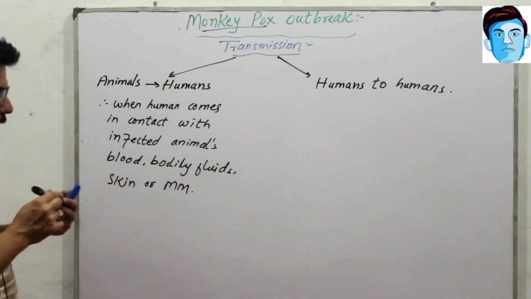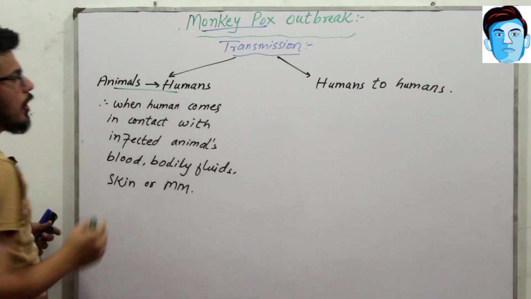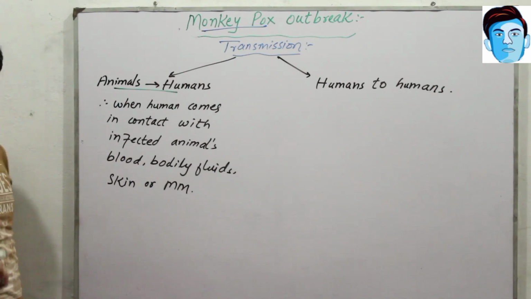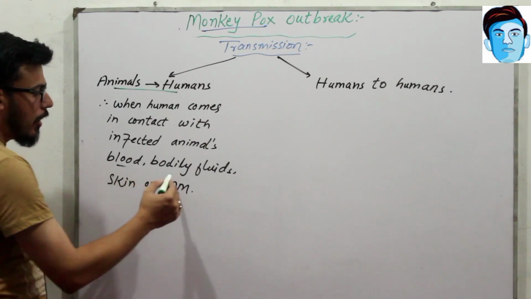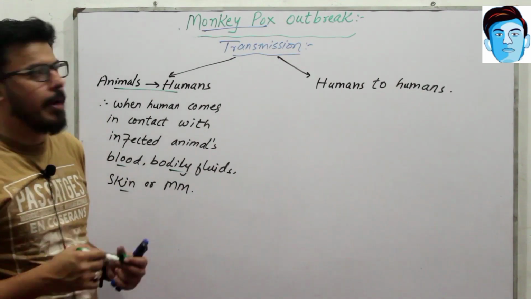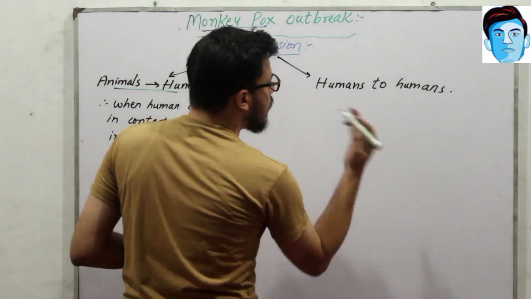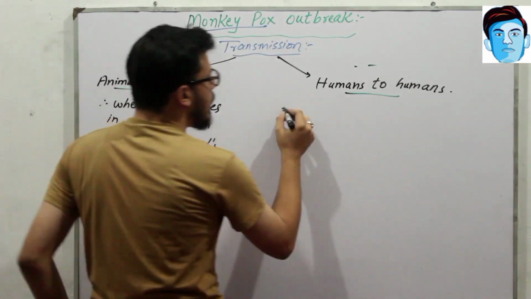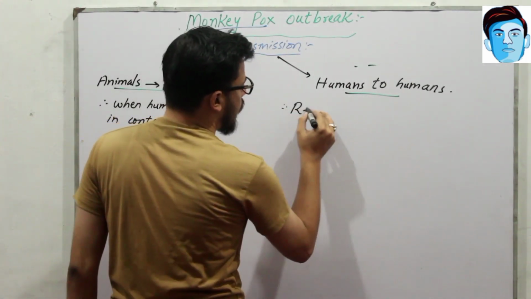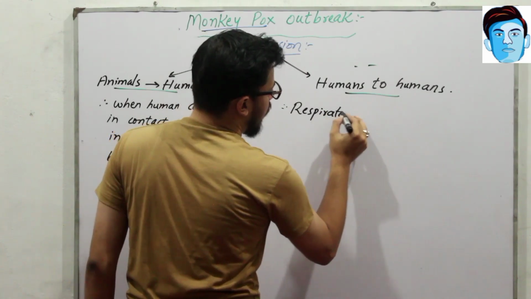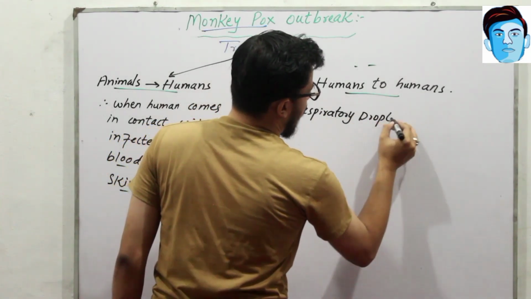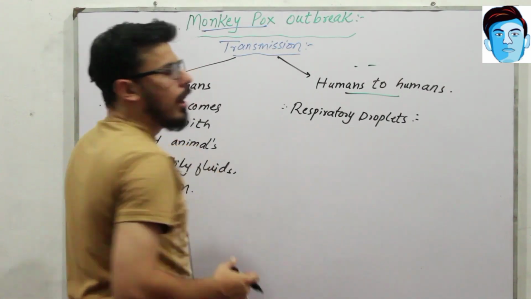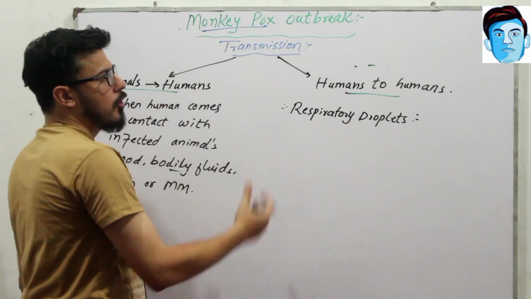So how is the disease transmitted from animals to humans? When a human comes in contact with infected animals, it is transmitted through the infected animal's blood, body fluids, and the skin and mucous membrane. On the other hand, how is the disease transmitted from human to human? It is most commonly transmitted through respiratory droplets, like if someone coughs or sneezes. It is the most common way to transfer the disease from human to human.